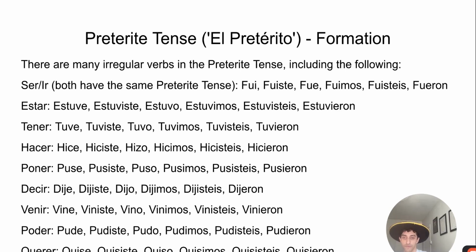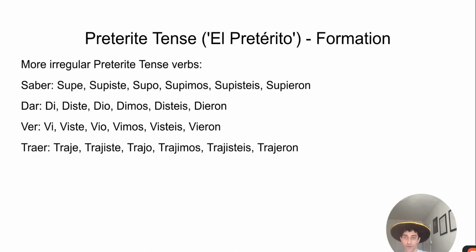Okay, and now I'll show you a few more, as promised on the next slide. So a few more irregular preterite tense verbs. Again, these are the most common ones, so the most essential ones that you should know and revise for GCSE. So on this slide, we have saber, dar, ver, and traer.